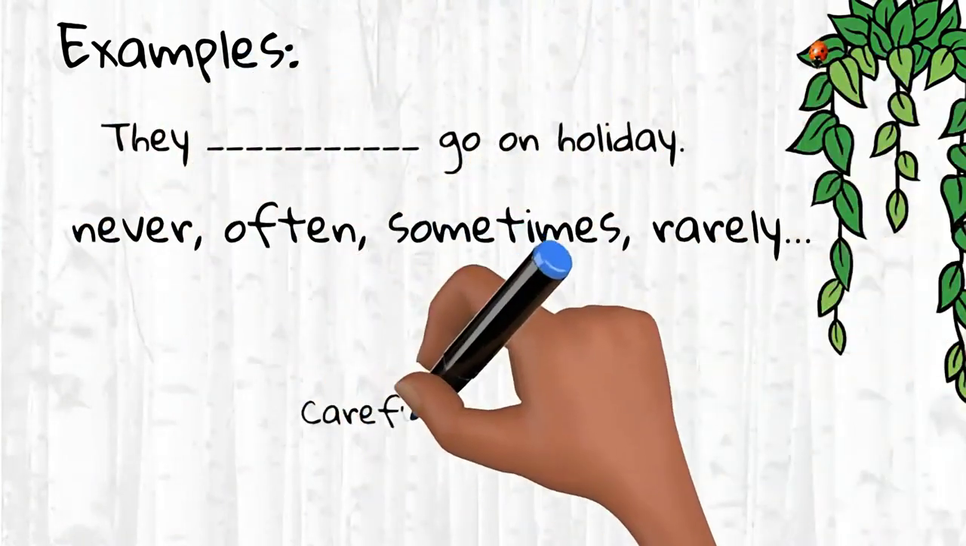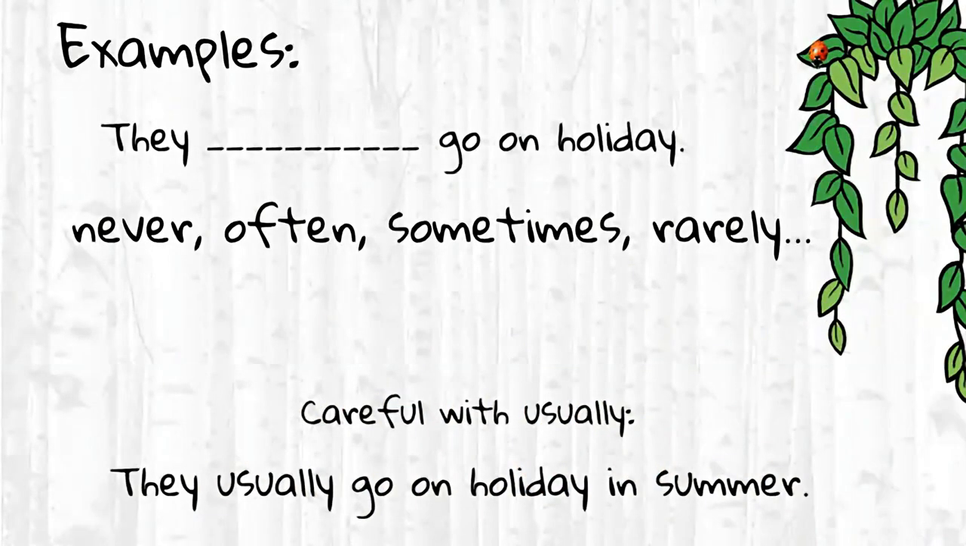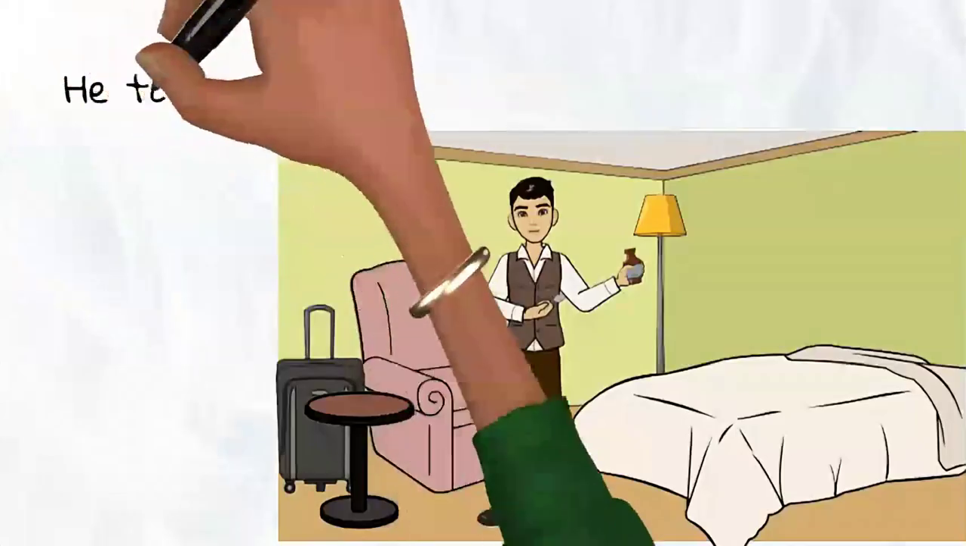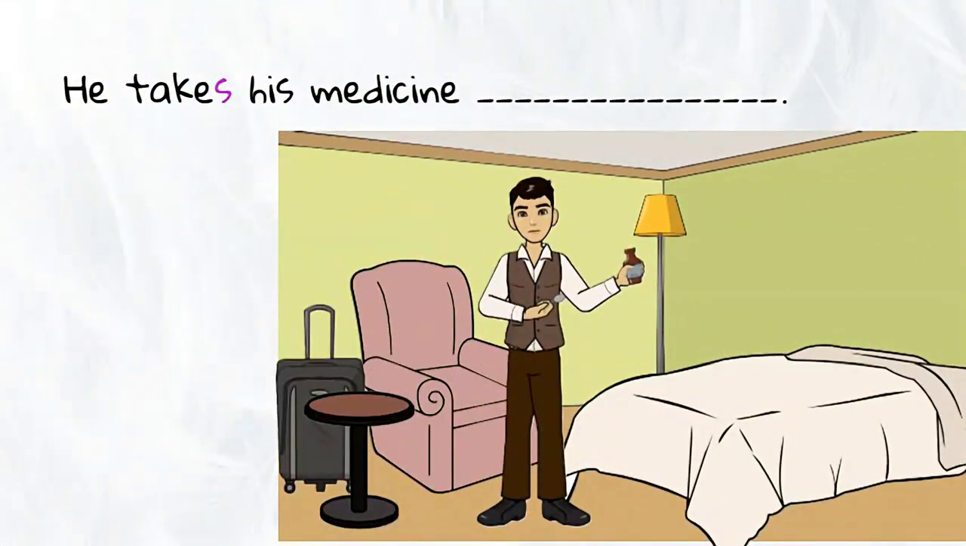And another quick example, they go on holiday, so you can say they never go on holiday, they often go on holiday, they sometimes, rarely, and so on. But be careful with usually. Usually you need a context, like they usually go on holiday in summer. You can say the sentence in response to a question like, oh, where are your neighbours? Well, they usually go on holiday in summer.